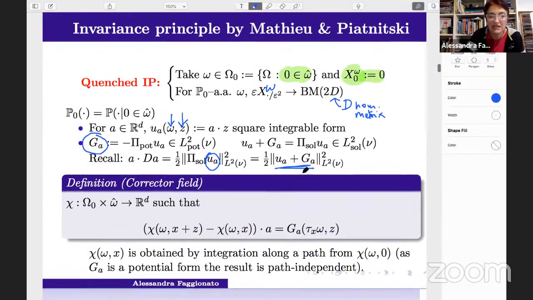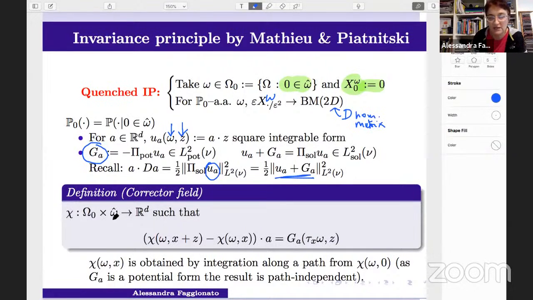Okay, and then a fundamental object is the corrector field. So the corrector field is the following. It's a function of the environment omega, and also of x, which is a point, a possible state for my random walk. So x belongs to omega hat, and it is defined implicitly. So we require that for a fixed environment omega, the variation of the corrector field, when you go from x to x plus z, and x and x plus z are 2 points in the infinite cluster, scalar product with a, is given by this potential form G_a evaluated in the environment omega centered at x, and the jump z.